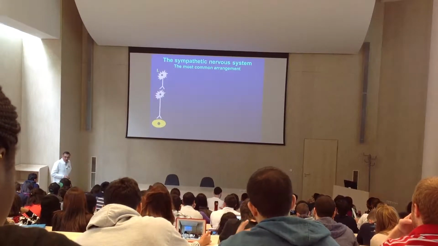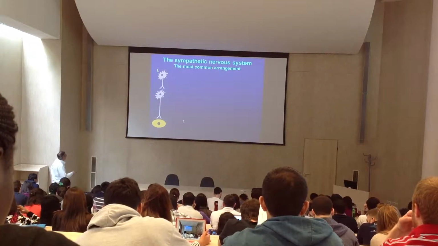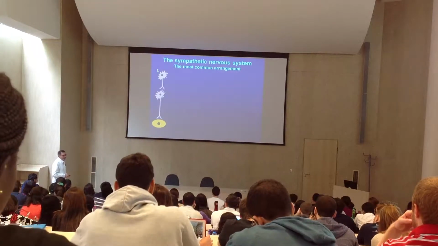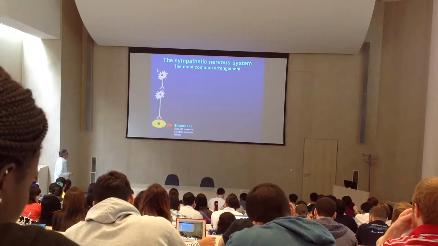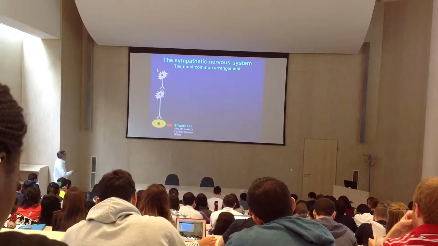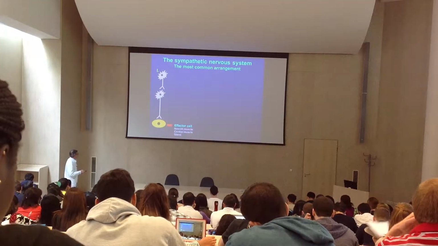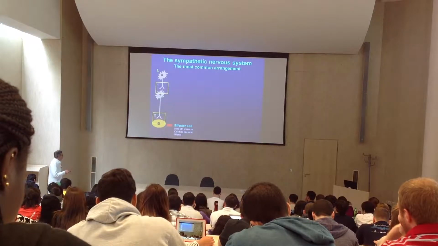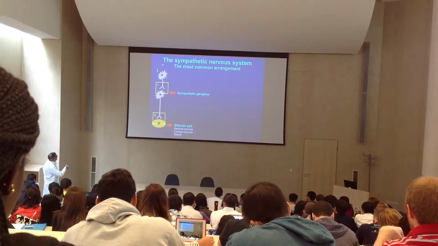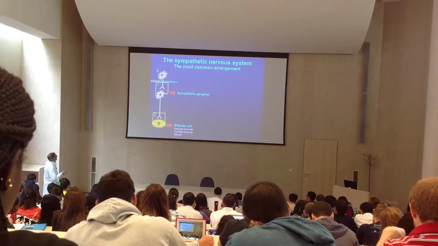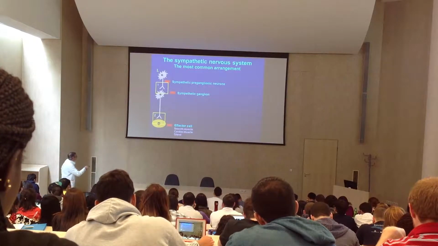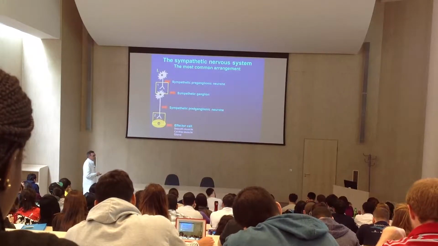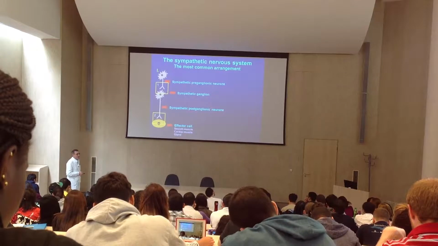In the sympathetic nervous system, the most common arrangement looks exactly like that in the parasympathetic system. You have an effector cell, again, smooth muscle, cardiac muscle, gland, and you have two synapses from the fact that you have a sympathetic ganglion into which a preganglionic neuron goes, from which a postganglionic neuron starts. Okay?